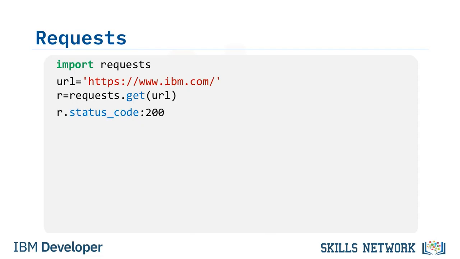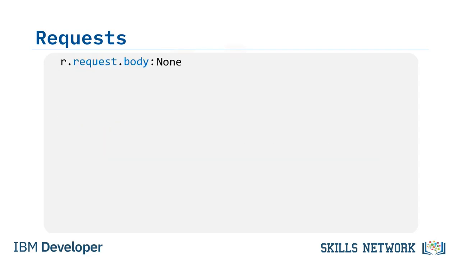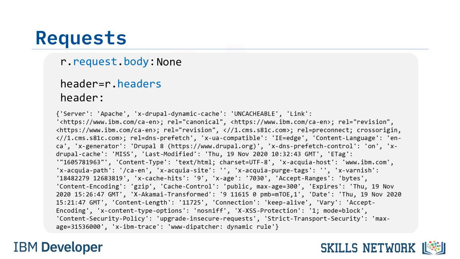This has information about the request, like the status of the request. We can view the status code using the attribute status_code, which is 200 for OK. You can view the request headers. You can view the request body in the following line. As there is no body for a GET request, we get a None. You can view the HTTP response header using the attribute headers. This returns a Python dictionary of HTTP response headers.